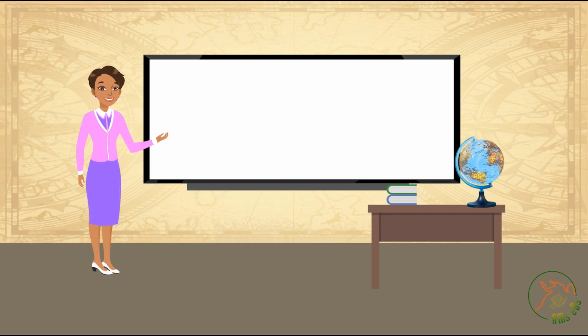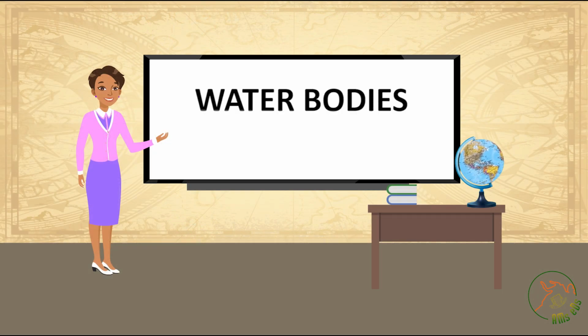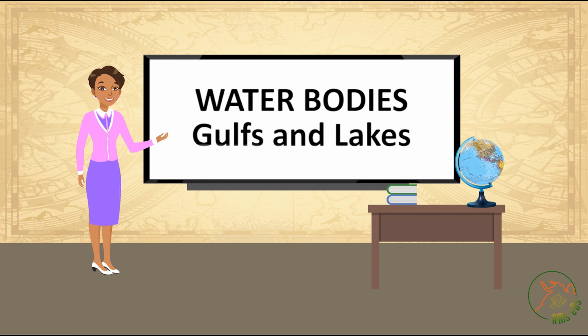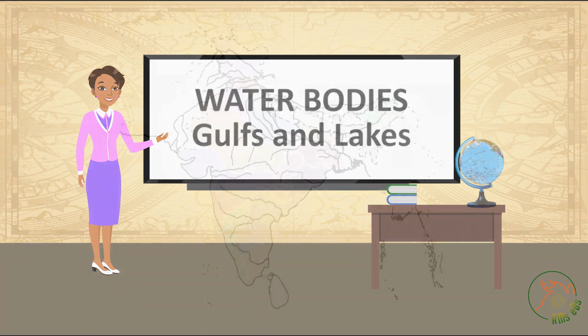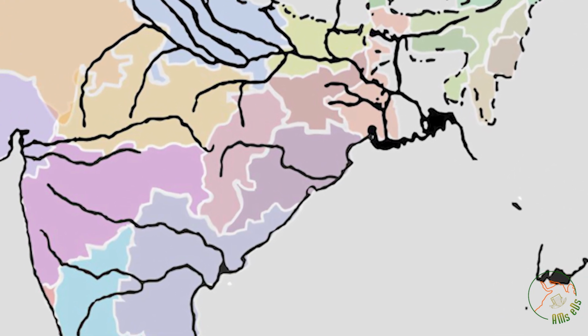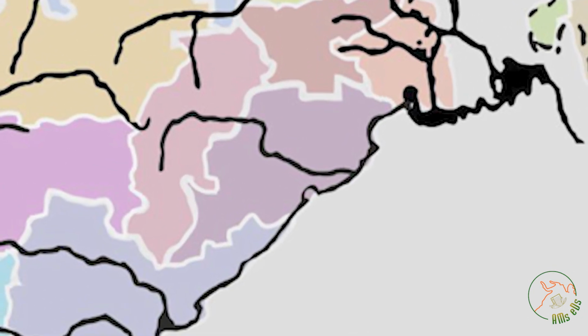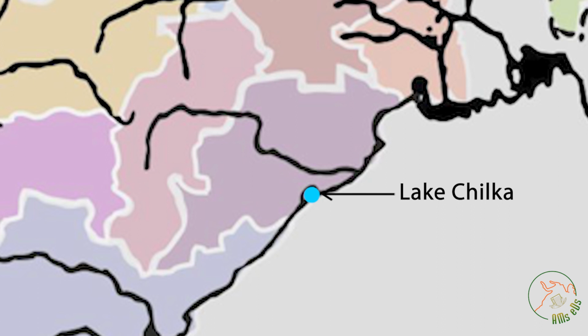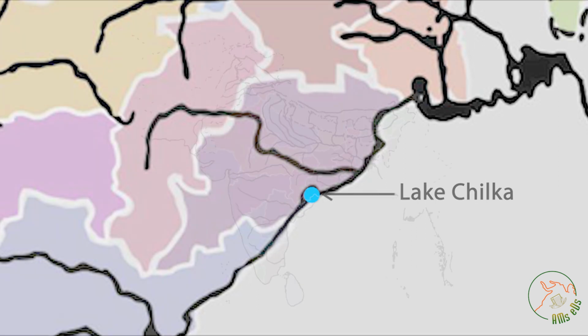Next, we move on to the marking of the water bodies like gulfs and lakes. According to the reduced syllabus, we learn to mark the Lake Chilika or Chilka on the eastern coastline, where we find a C-shaped indentation below the river Mahanadi.